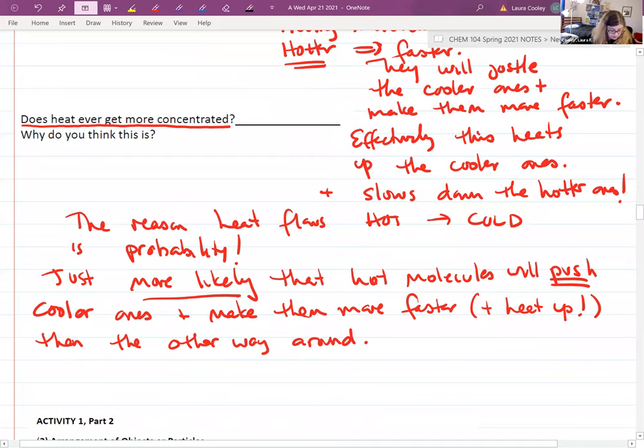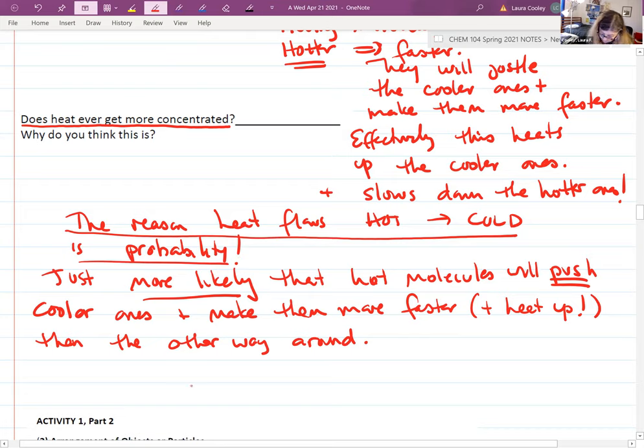So I would simply say that it is more likely the reason heat flows from hot to cold is simply a probability thing. The reason that heat flows from hot to cold, it's just probability.